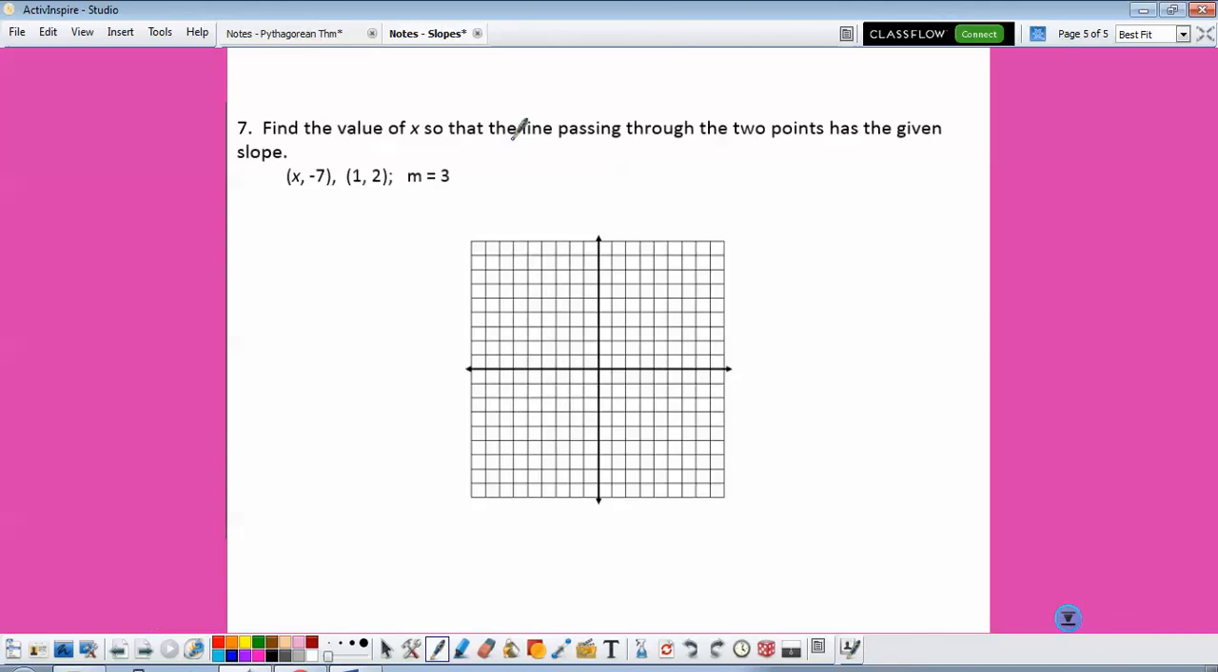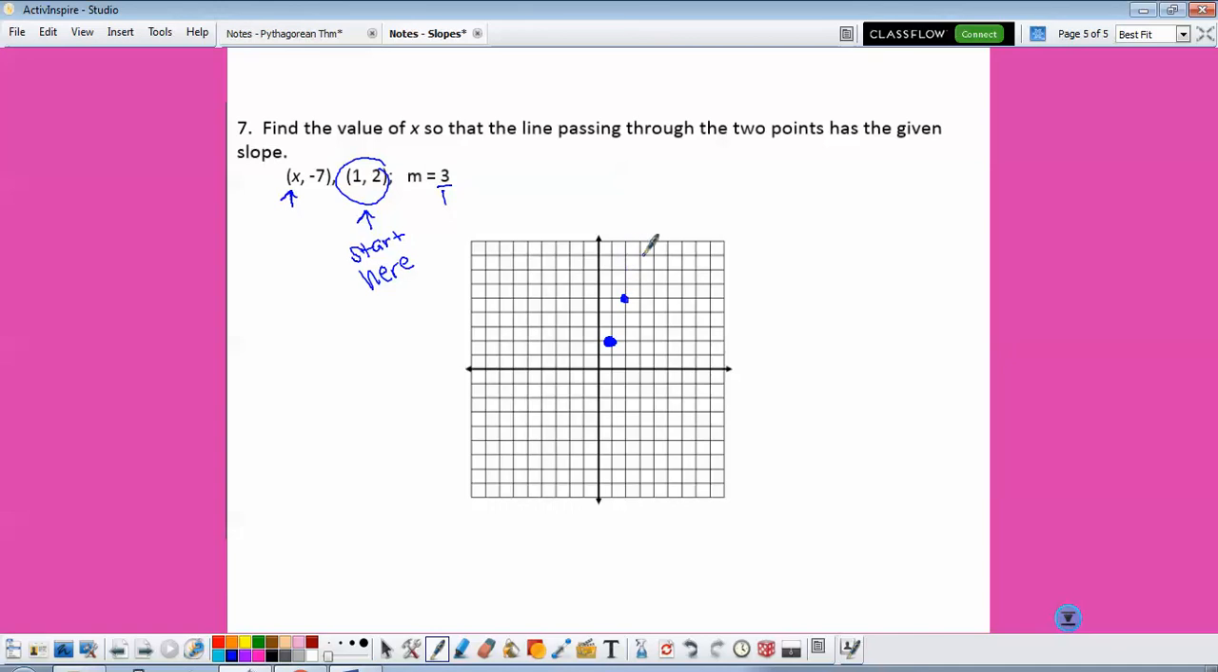And finally, find the value of x so that the line passing through the 2 points has the given slope. So we want to know what this x value is. We're given this point and this slope. So we're going to start with this point. Start here. So I'm going to go to 1, 2, and I'm going to plot that point. My slope is 3, which if we turn it into a fraction would be 3 over 1. So I'm going to go up 3 over 1.